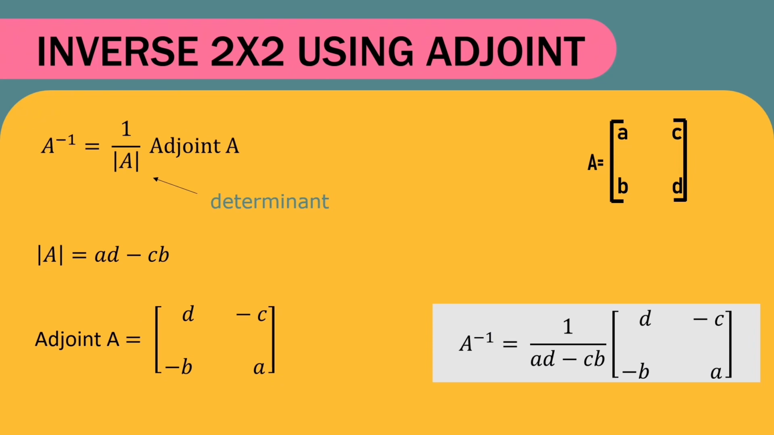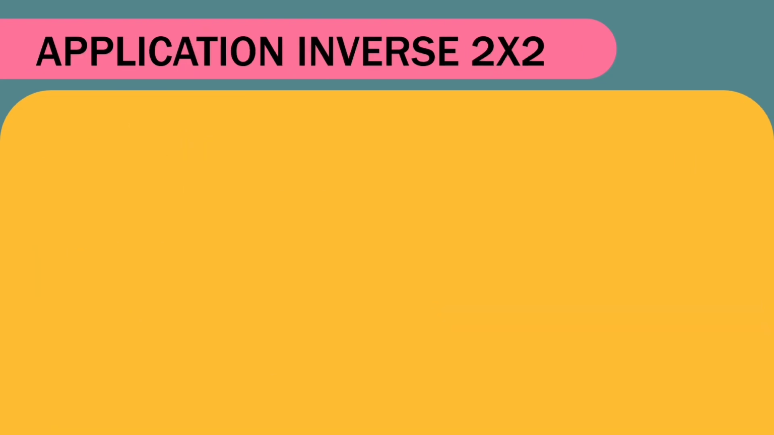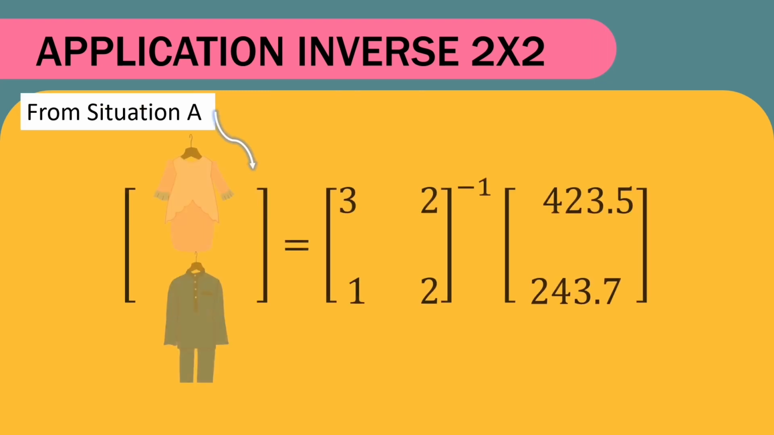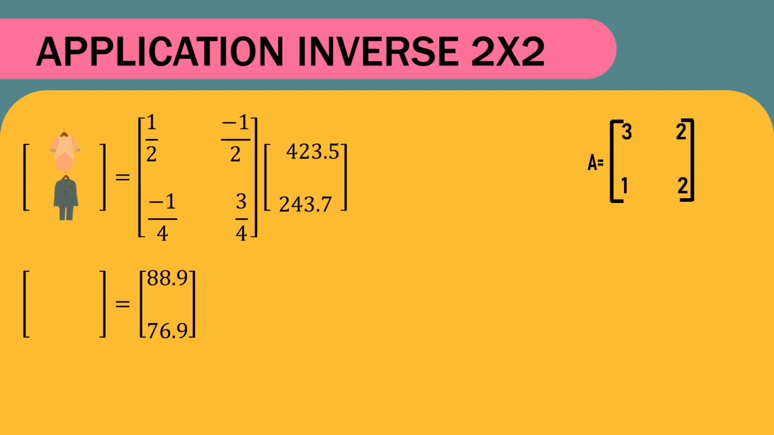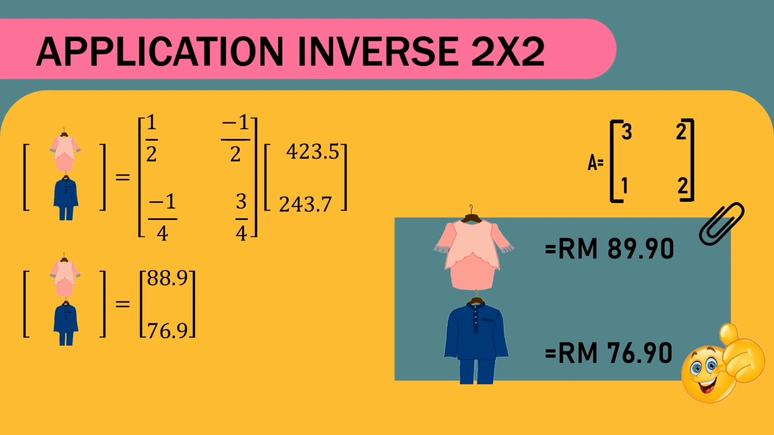For better understanding, let us solve the problem in situation A. From situation A, this is the matrix equation. Find the determinant and adjoint and substitute the values according to the inverse formula. So we get this. Solve these matrices and finally we can get the price for one baju kurung and one baju Melayu. The price of one baju kurung is RM89.90. The price for one baju Melayu is RM76.90.